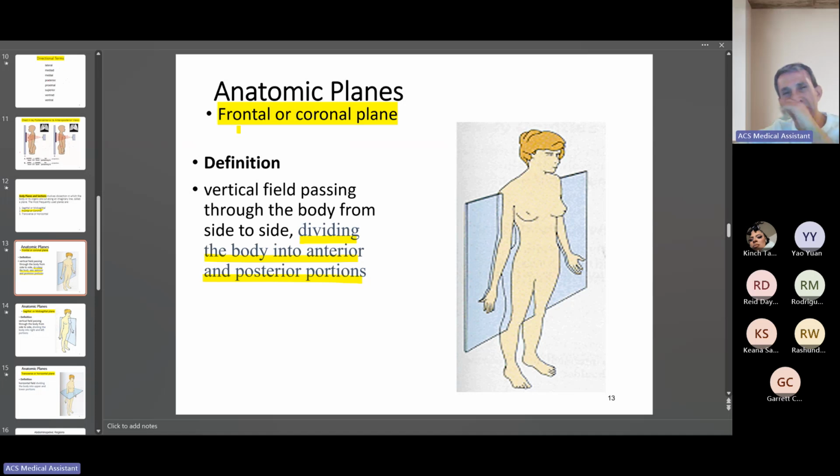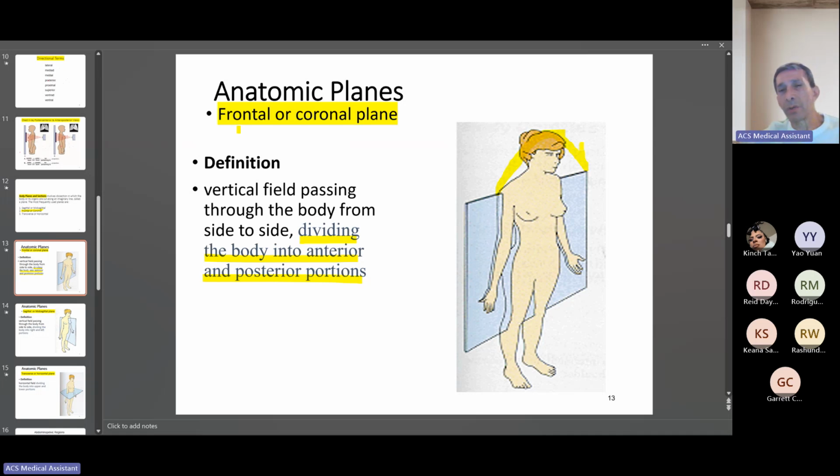Now, sometimes they use the other name that is known as coronal. But what is coronal? Coronal is the cranium, the head. So the head is divided. See, the coronal plane is divided from here, completely the same. So we separate half the front here and the back here. So we have half of the body, the front and the back.